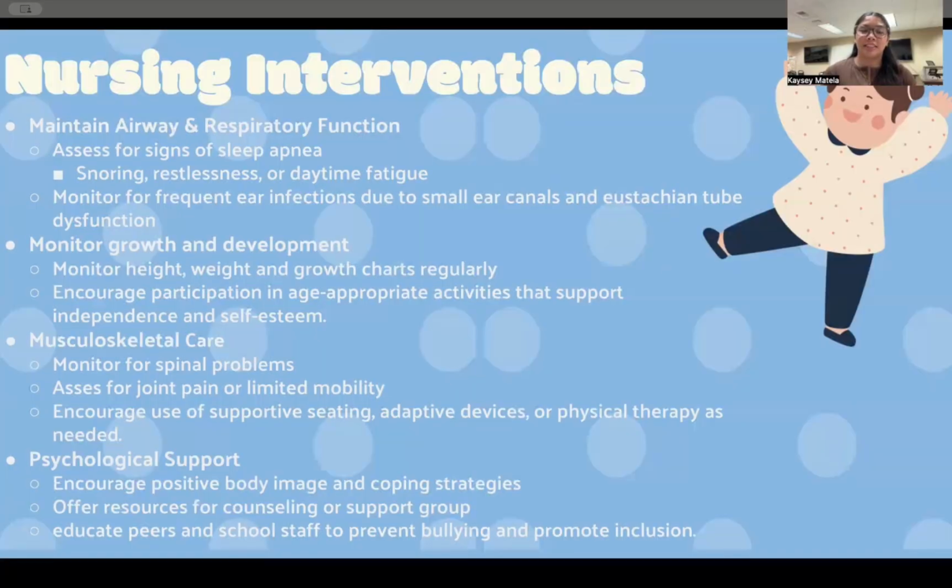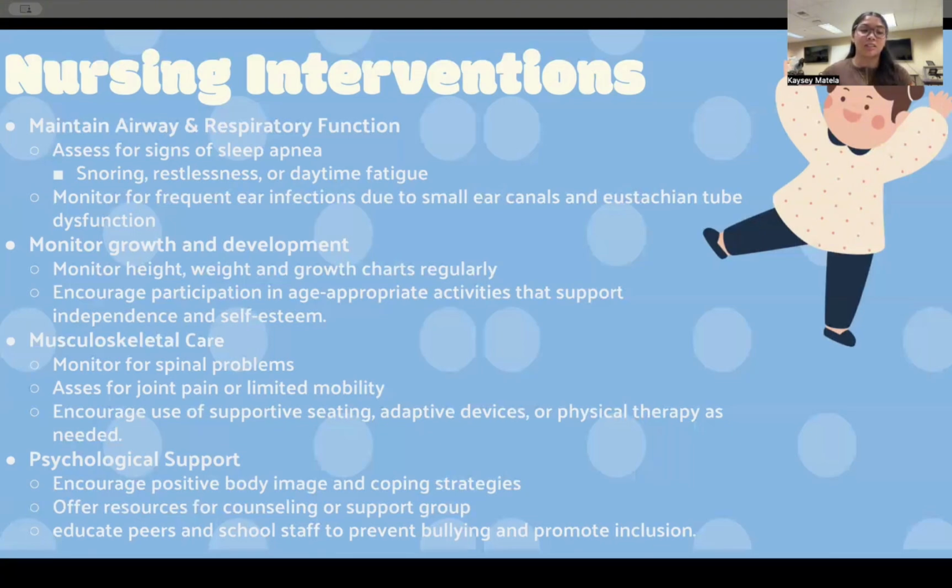And here are some nursing interventions. One is to maintain airway and respiratory function, assess for signs of sleep apnea, such as snoring, restlessness, or daytime fatigue, and monitor for frequent ear infections due to small ear canals and eustachian tube dysfunction. Another is to monitor growth and development. Monitor their height, weight, and growth charts regularly, and encourage participation in age-appropriate activities that support independence and self-esteem.